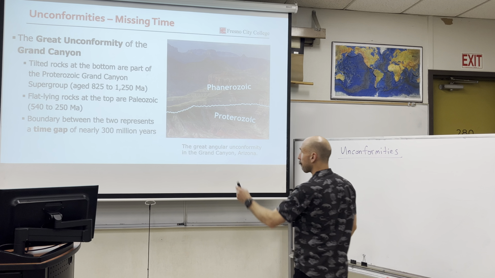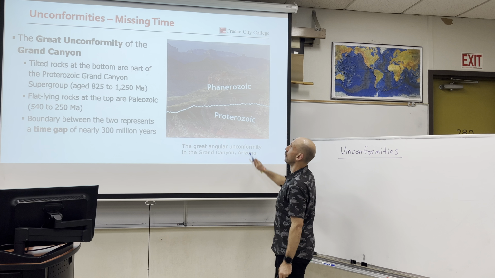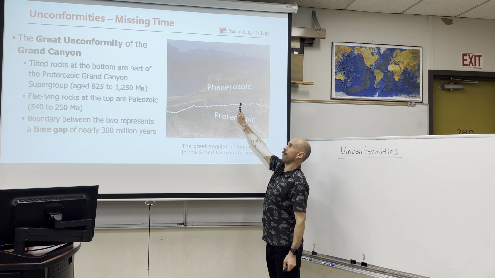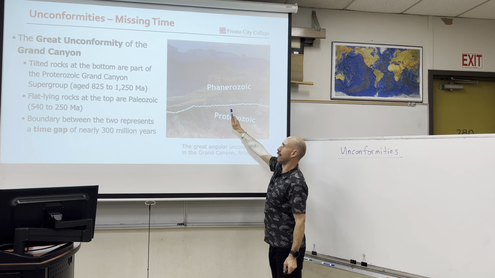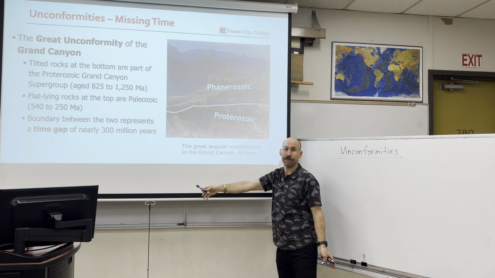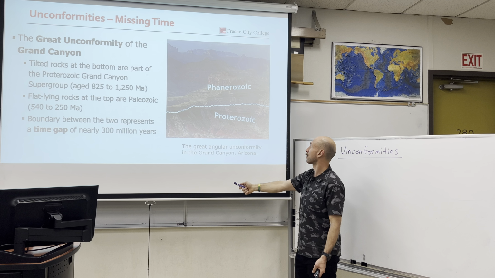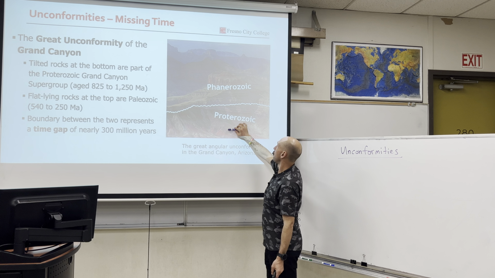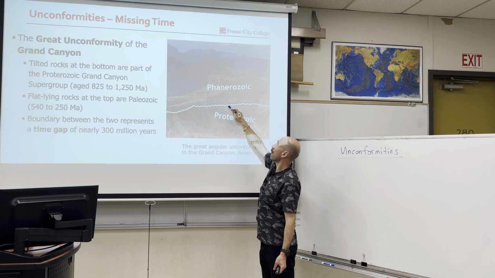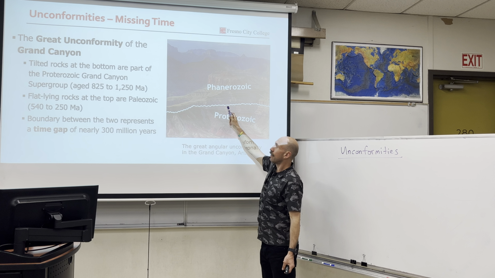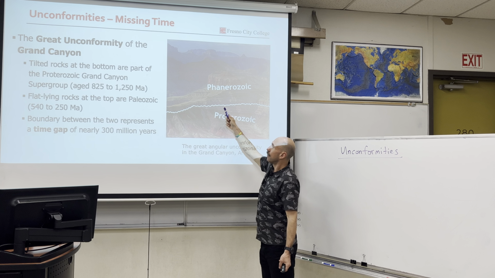So, back to the Grand Canyon. The great unconformity of the Grand Canyon. It's a time gap of 300 million years where you had deposition, and then whatever happened between 540 million years ago to 250? We don't know. We don't know.